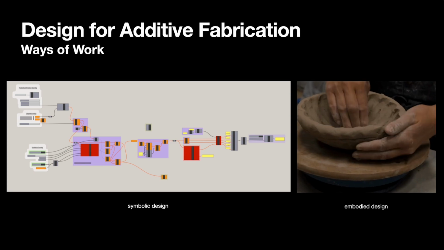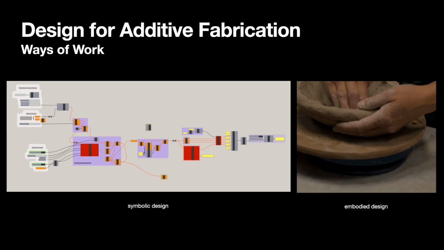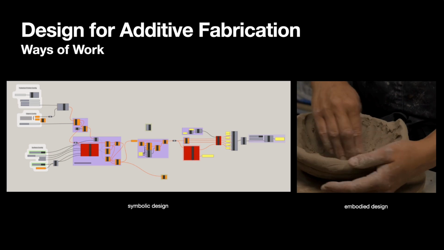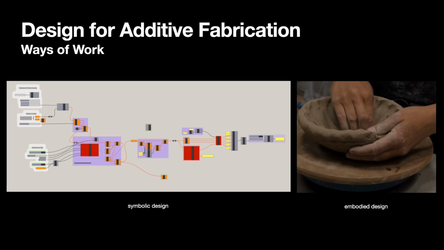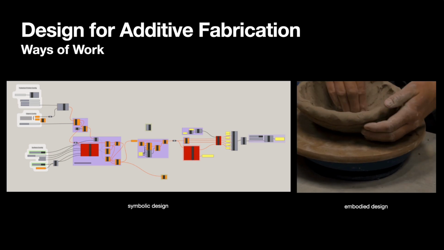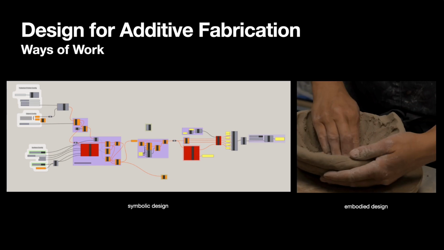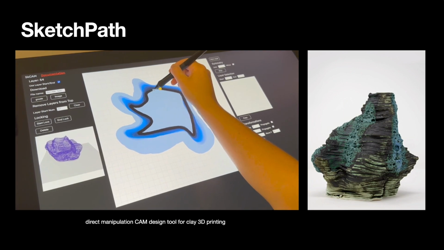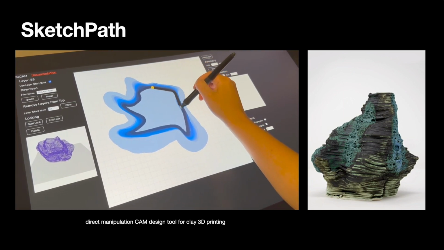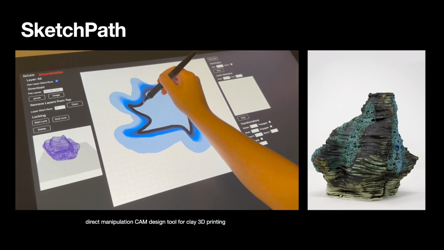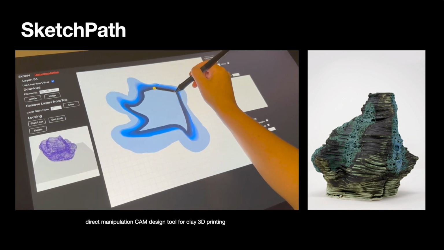While highly expressive, these programmatic CAM-based design processes are misaligned with manual skills required by traditional ceramic practices. CAM-based design processes rely on altering symbolic characters to create toolpaths, rather than on an embodied design process. Observing this misalignment of ways of work led us to develop SketchPath, a direct manipulation tool for drawing the toolpath of a form to be clay 3D printed.